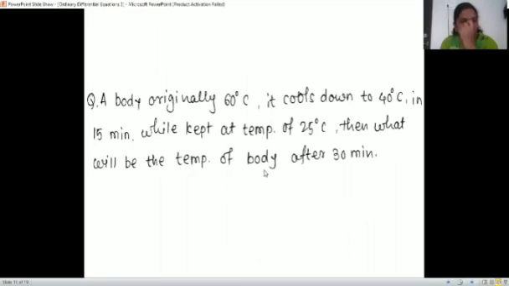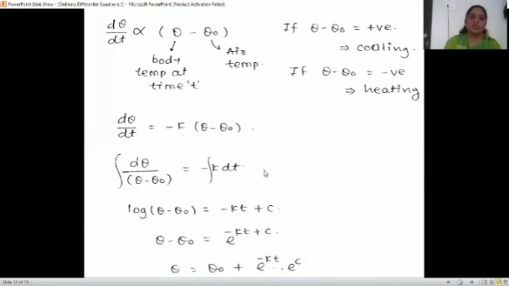Okay, this is the next type. We have seen this, which is nothing but Newton's law of cooling, which says that a body originally at 60 degrees cools down to 40 degrees in 15 minutes while kept at a temperature of 25 degrees. Then what will be the temperature of the body after 30 minutes? So we know dθ/dt, the rate of cooling, is directly proportional to θ − θ₀, where θ₀ is nothing but the room temperature or air temperature, and θ is the temperature of the body at any time t.